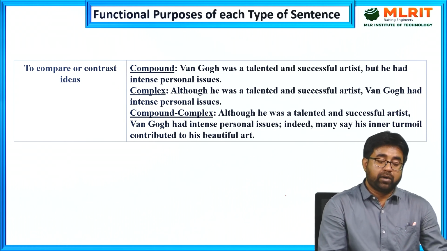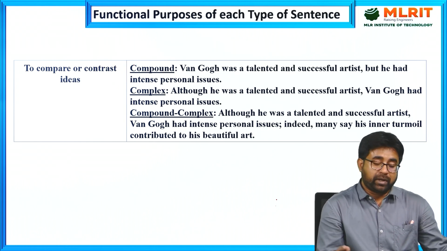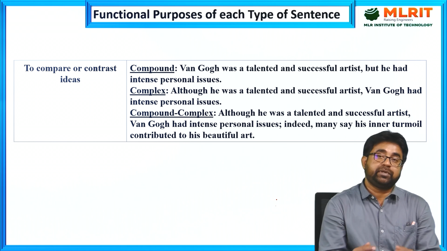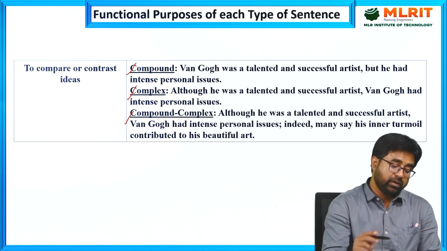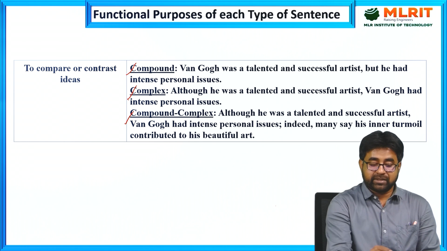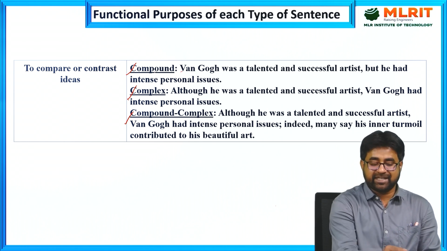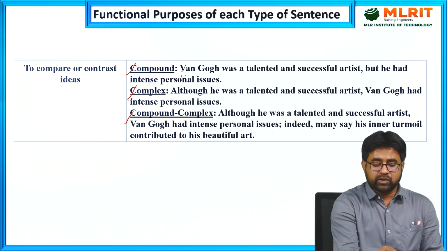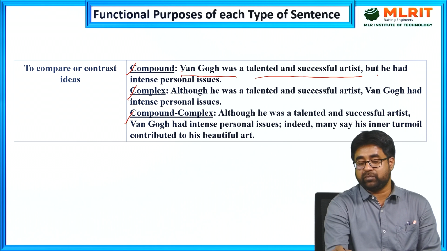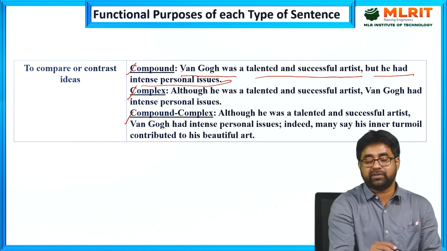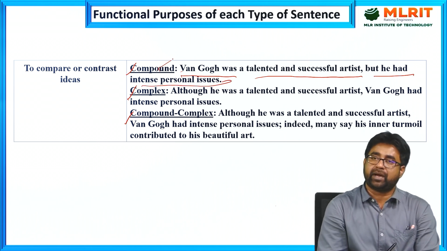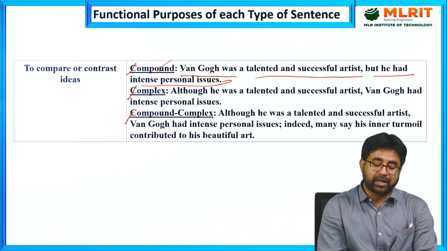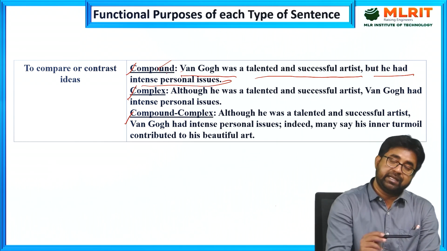To compare or contrast ideas. So when we want to compare or contrast 2 different ideas also, we can use all these 3 kinds of sentences: compound, complex and compound complex. So you can see, I will just explain about the compound sentence. Van Gogh was a talented and successful artist, but he had intense personal issues. It's a compound sentence. Now please pause the video and try to find out what the clauses are first and why I am calling it a compound sentence.